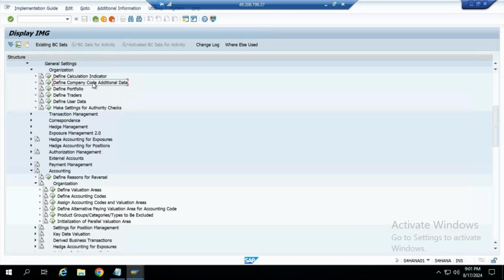It has to be configured first. Only after that can you come and define your treasury organization structure. Your treasury organization structure mostly depends on your company code organization structure layer, your company code creation, your credit control area, all this stuff.